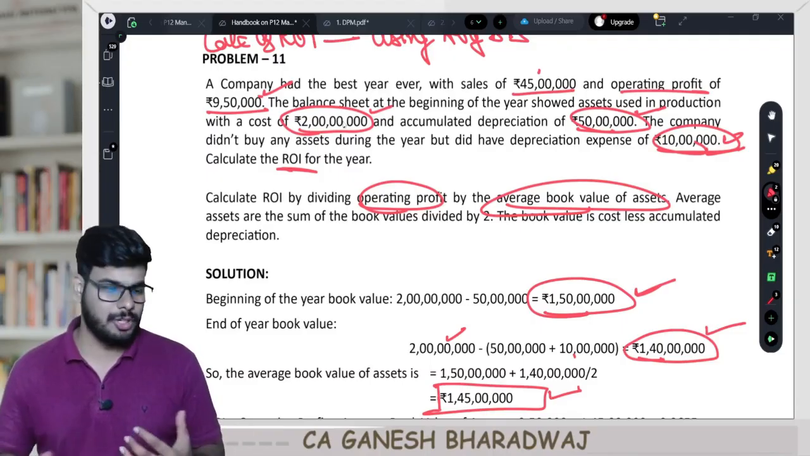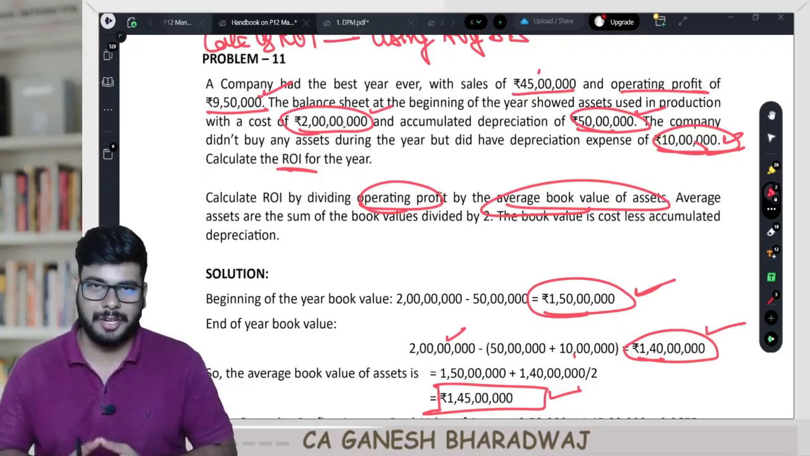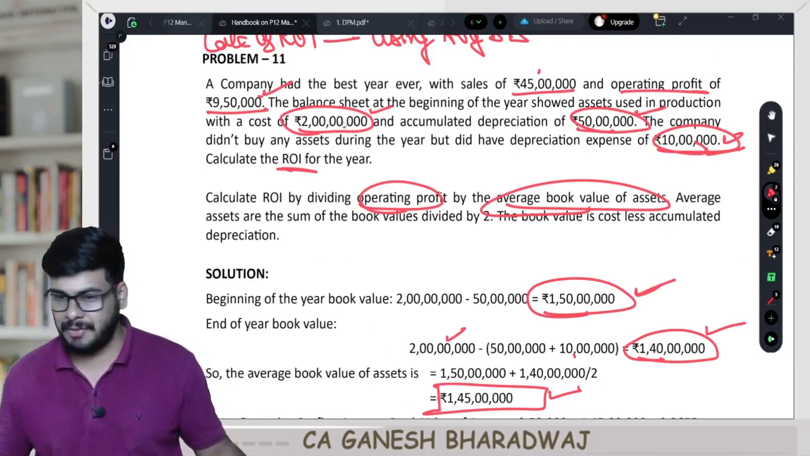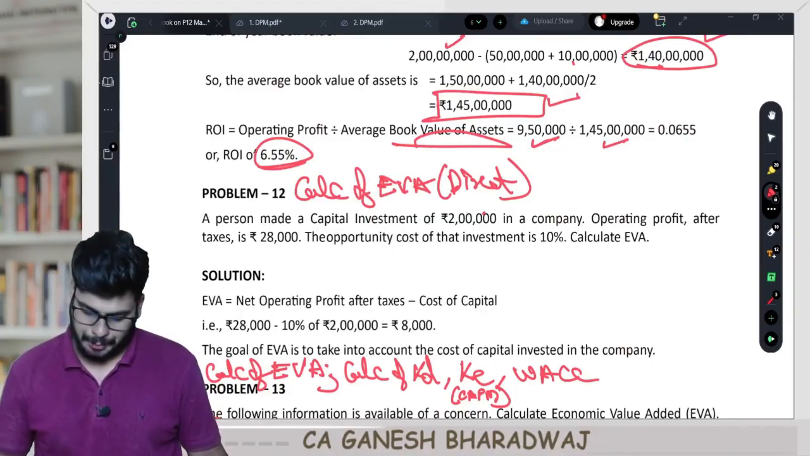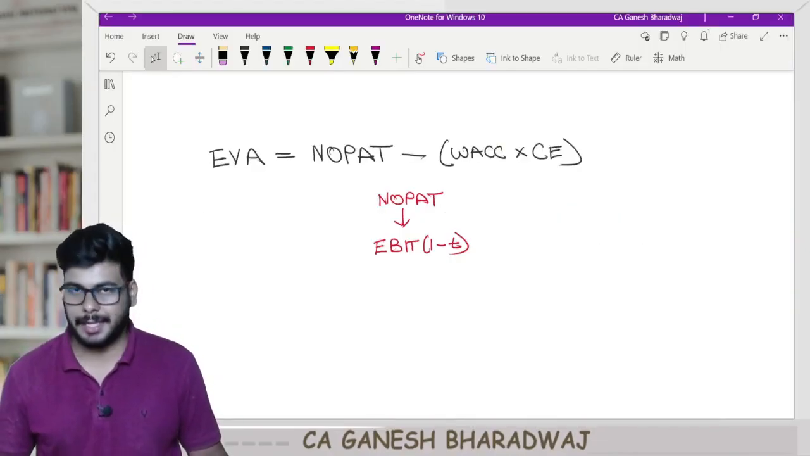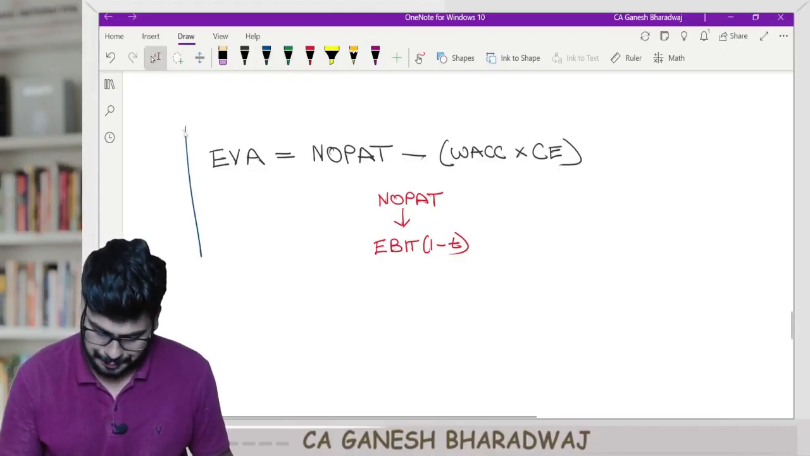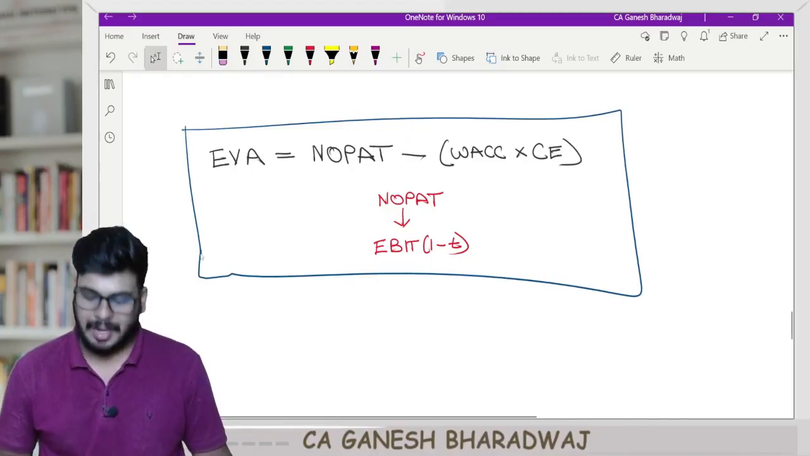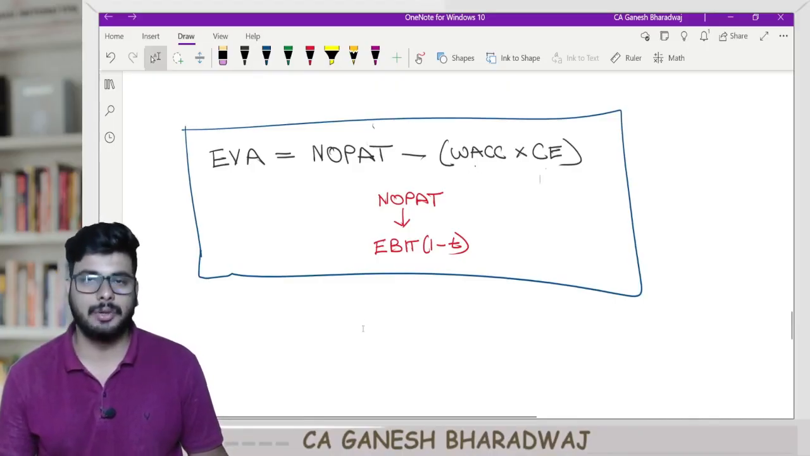Now let's move on to the final aspect, the final concept that we are going to cover here, which is economic value added, right? So let's get started. Now, economic value added. What is this and how is it computed? Economic value added is equal to NOPAT minus weighted average cost of capital into capital employed.